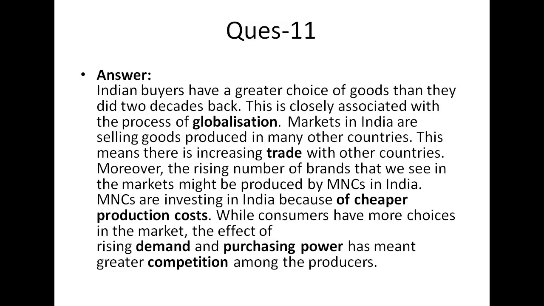Now answer number 11, this you have to do in your book only, you don't have to do it in your classwork notebook. So you can fill in the blanks. I am just going to read the paragraph and the bolded words are the ones you have to fill. So these Indian buyers have a greater choice of goods than they did 2 decades back. This is closely associated with the process of globalization. Markets in India are selling goods produced in many other countries. This means there is increasing trade with other countries.